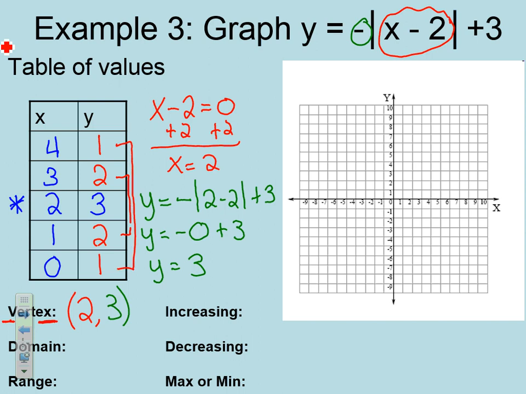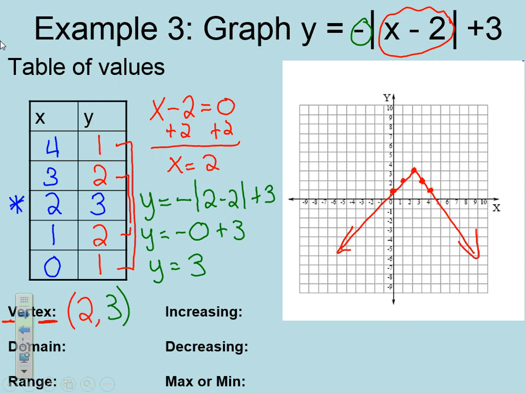Once we get this far, we're going to graph it. So I have 4, 1, 3, 2, 2, 3, 1, 2, 0, 1. Now this one, ladies and gentlemen, is pointing downward, which is absolutely fine. It's an upside down V, which we can have. So we still have our V, so we're good there.